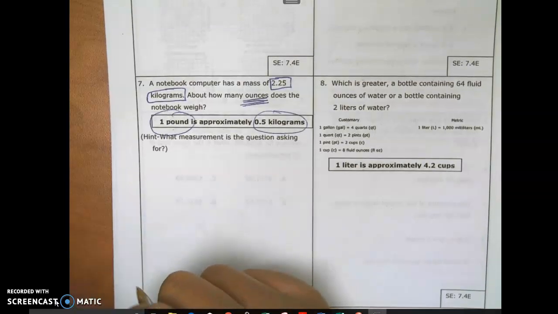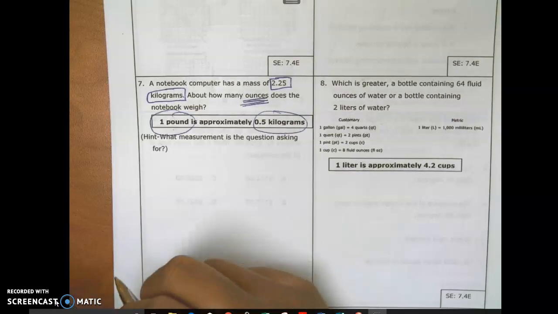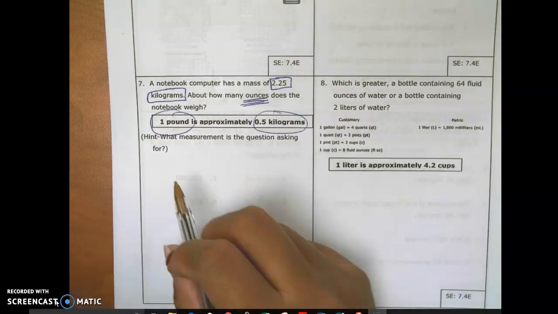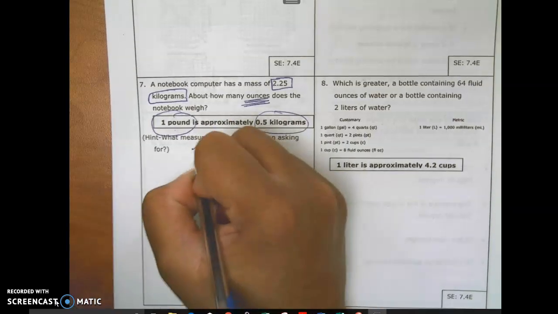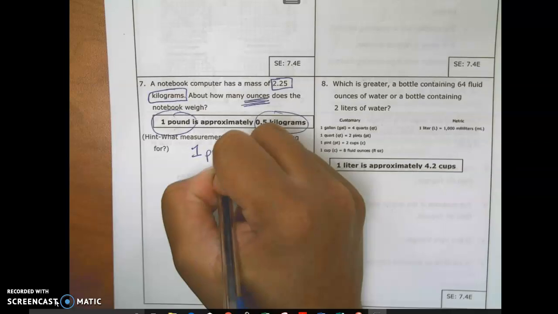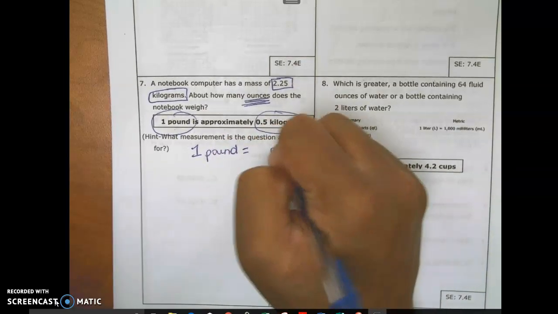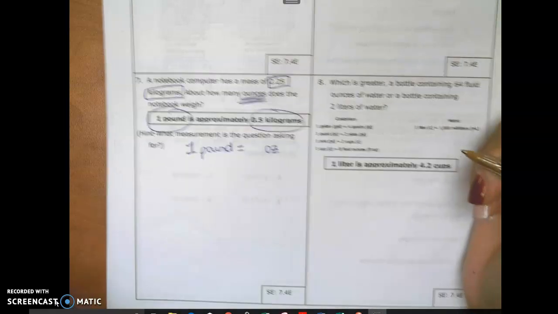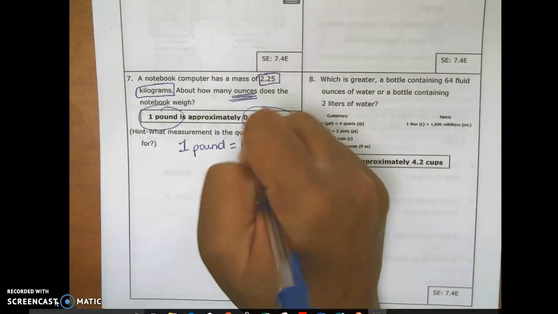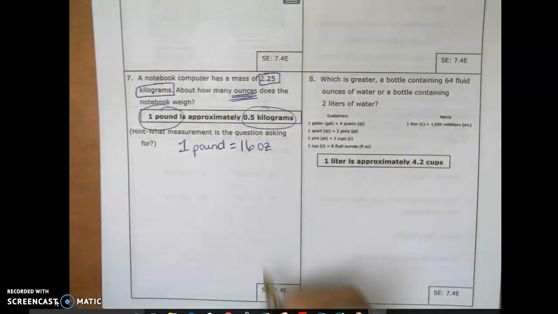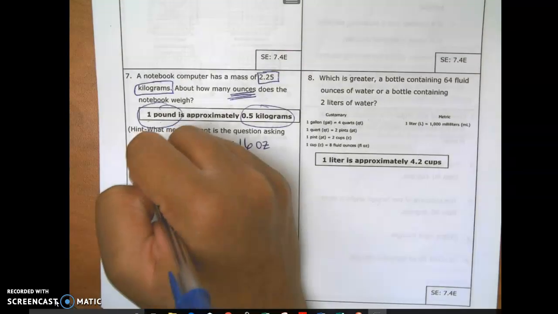They want ounces. So what do I need to do with ounces and pounds? Convert them. Figure out how many of one are in the other. So if I have 1 pound, who can guess how many ounces that is? 8. Double that. 16. Okay? So now I'm going to rewrite my conversion factor.